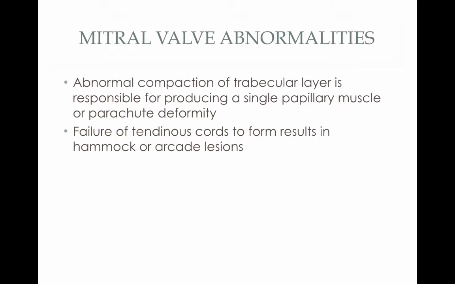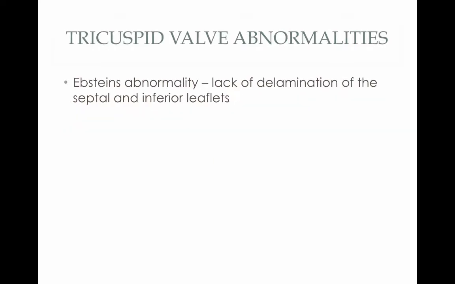If there's failure for the cords, or chordae tendineae, to form, this results in a hammock or arcade mitral valve, where these large papillary muscles abut right up to the mitral valve. And so arcade lesions, mitral valve arcade, is another abnormality that is seen, again because of abnormal embryologic development of the cords and papillary muscle.